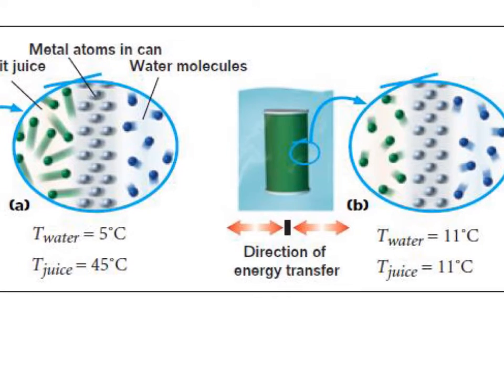Right? Take a look at the difference. We started with 5 and 45. They've got to meet somewhere in between. Why do you think they met at 11? Why 11? What's the significance of that value?